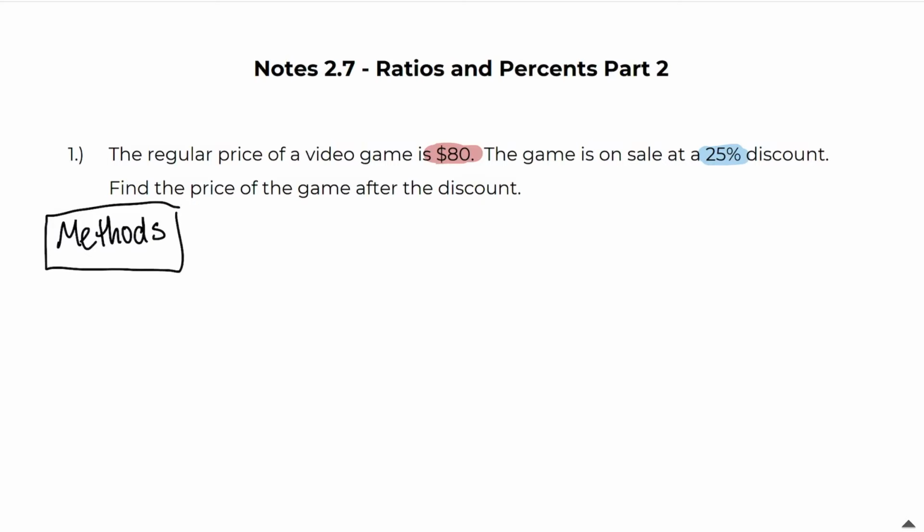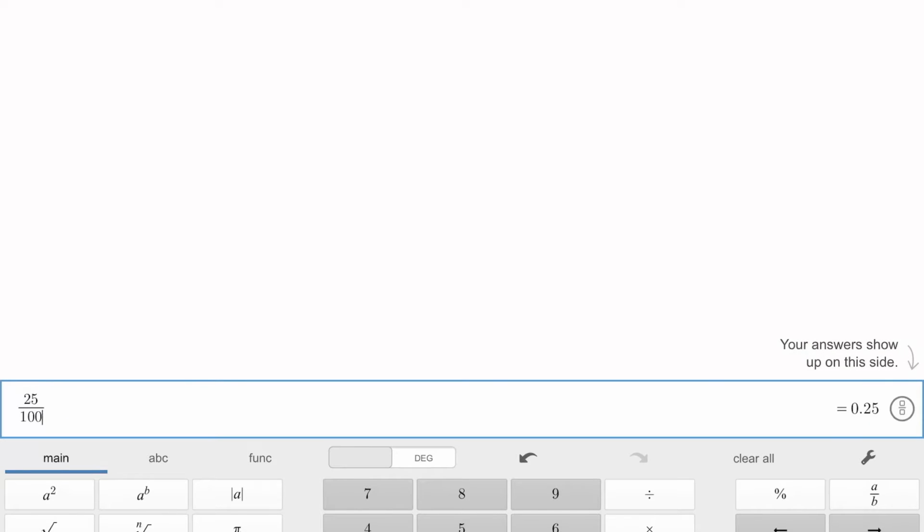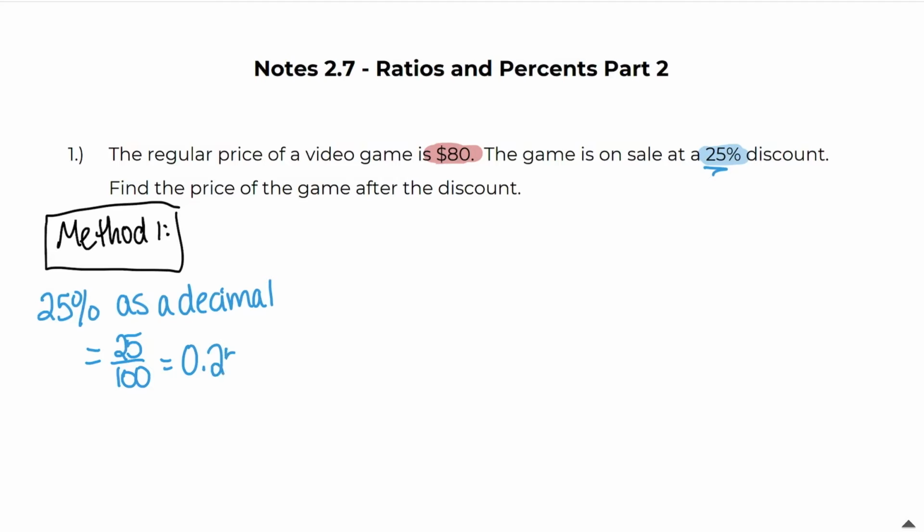So method 1, we are going to take the 25% that we are given right here and convert 25% to a decimal. All we have to do is divide 25 by 100, and when I divide 25 by 100, I get 0.25. Just a reminder, when you divide by 100, you're moving the decimal place over 2 places because 100 consists of 2 tens. So 25% as a decimal is 0.25.